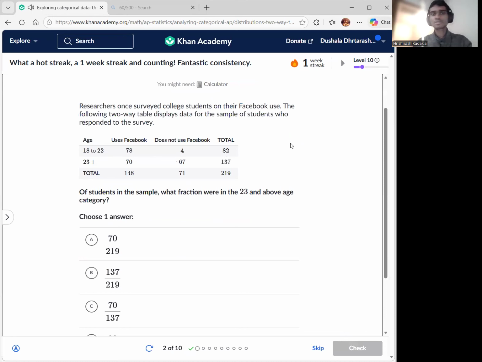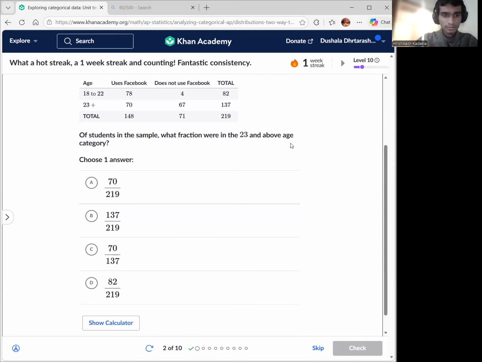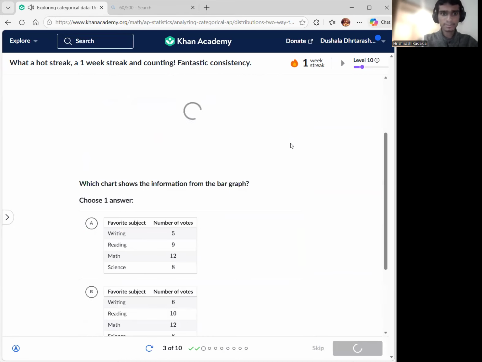There you go. Now, researchers once surveyed college students on their Facebook use. They're surveying college students on how much Facebook they use. The two-way table is showing all the data up here. Of students in the sample, what fraction were in the 23 and above age category? So if you see, 23 plus is how much? 137 out of 290. There we go.